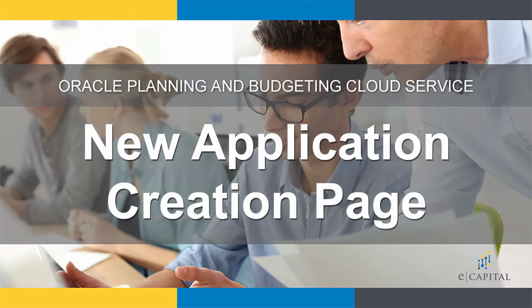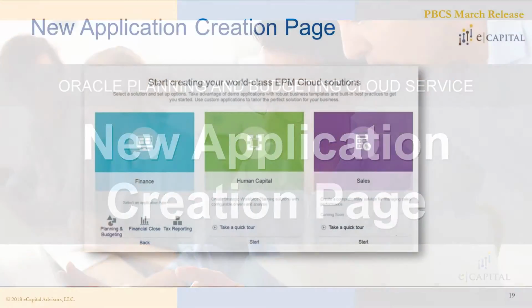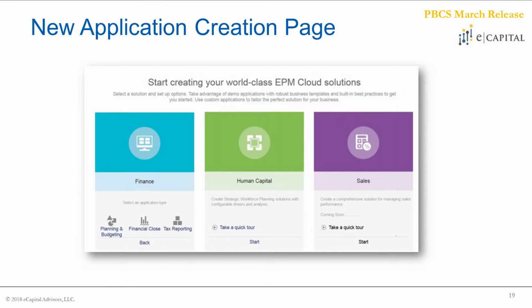The first enhancement or update included in the March release this month is the new application creation page. They've slightly changed this to separate it almost by function: finance, human capital, and sales. And if you note, under finance, you see planning and budgeting. That's where you would start to create your planning and budgeting solution.